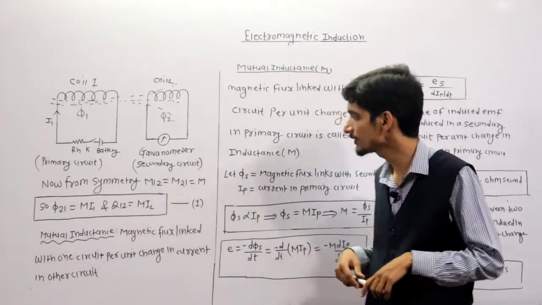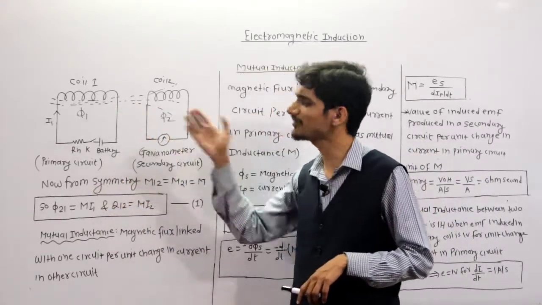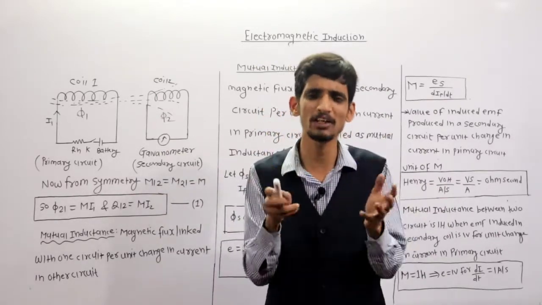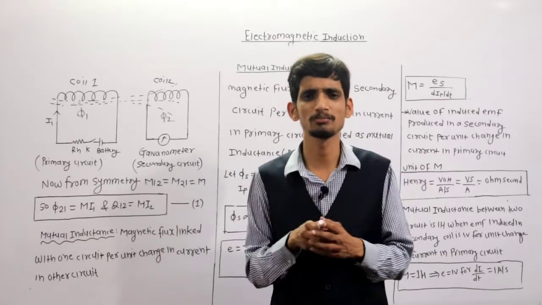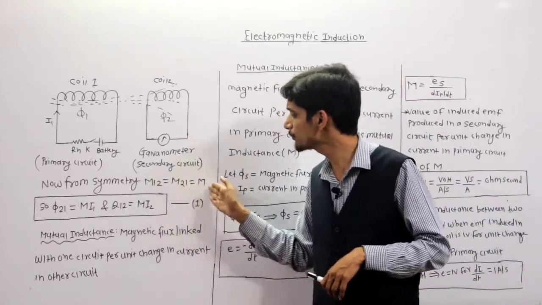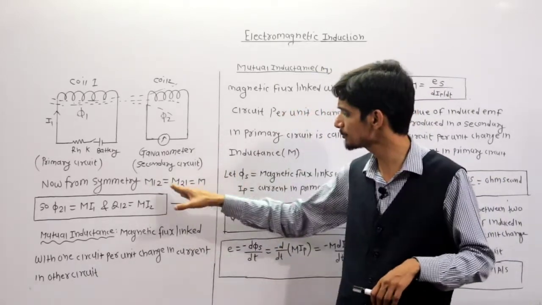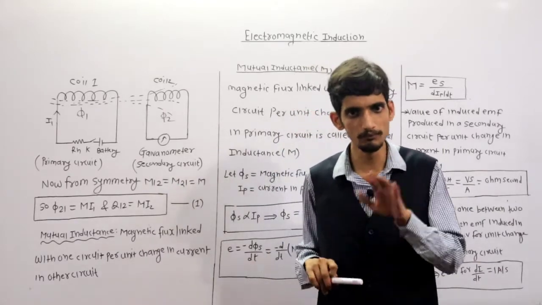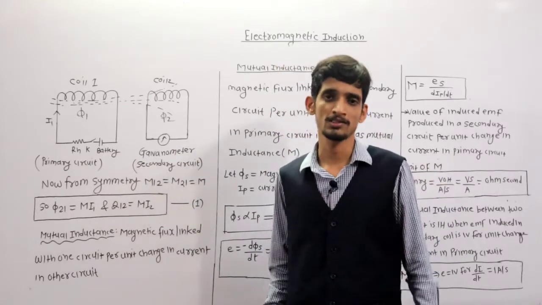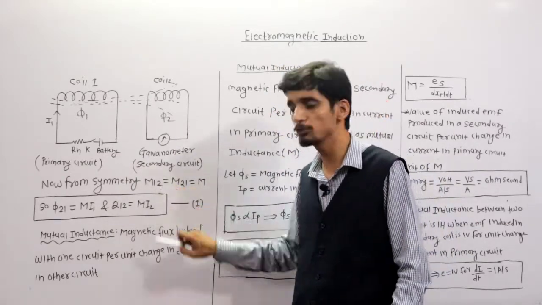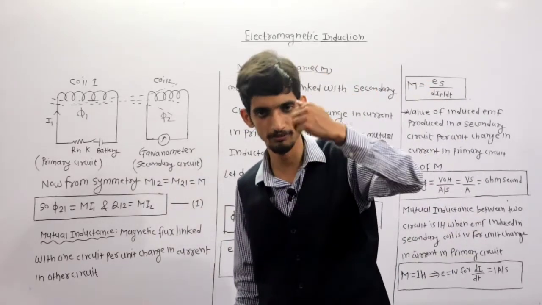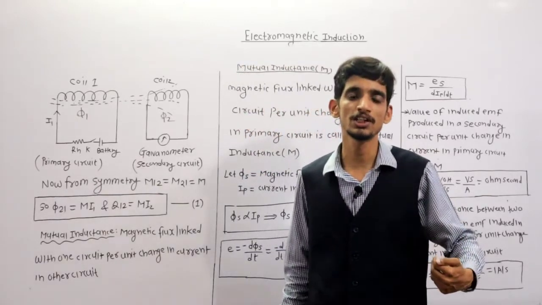Clear? Okay. Now, from the symmetry of the circuit, meaning the number of turns of primary and secondary are the same, the area of the coil is the same, and the permeable medium is the same, they are symmetric. In that case M12 is equal to M21 is equal to M, as I already discussed. M12 is the mutual inductance present when the EMF is induced in the first coil due to change in current in the second coil.